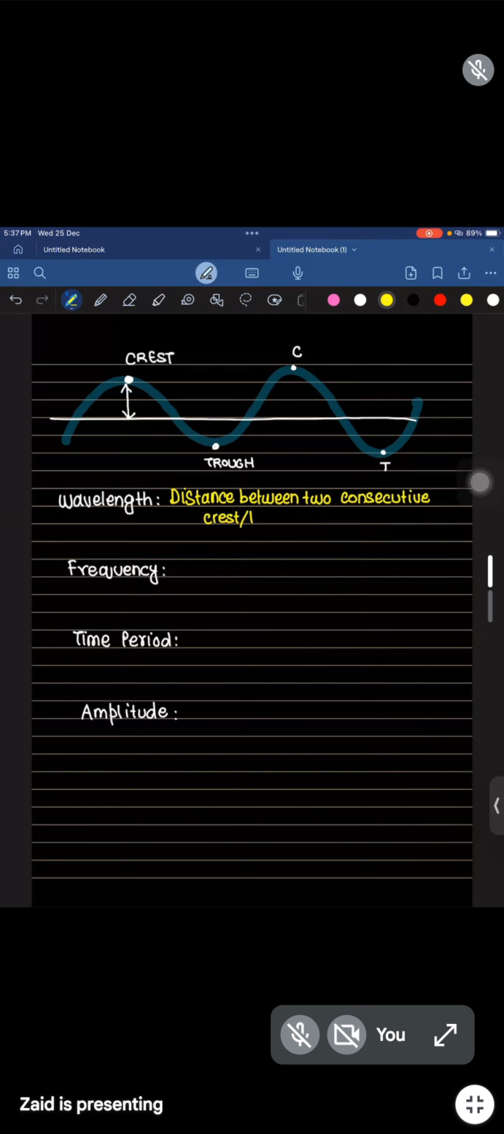All right. It's going to be measured in meters, nanometers, millimeters, micrometers, whatever.